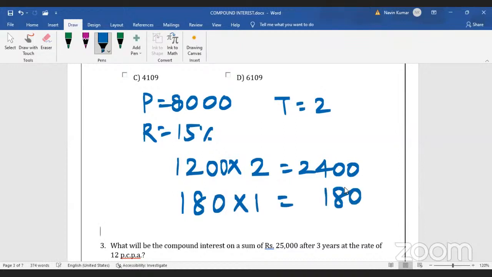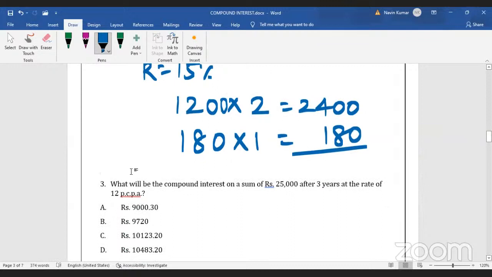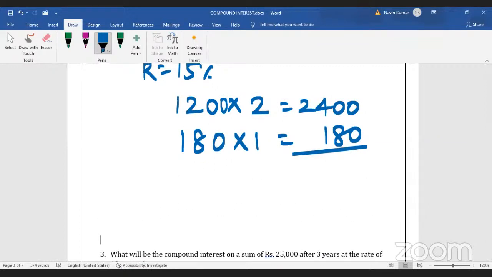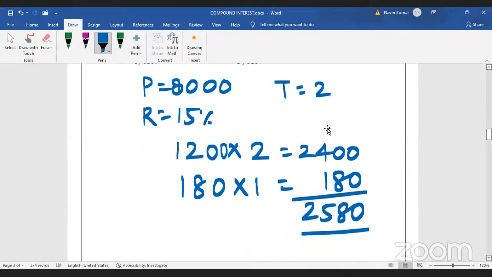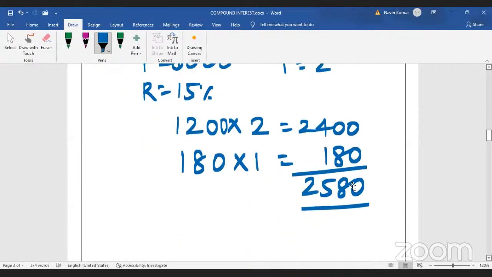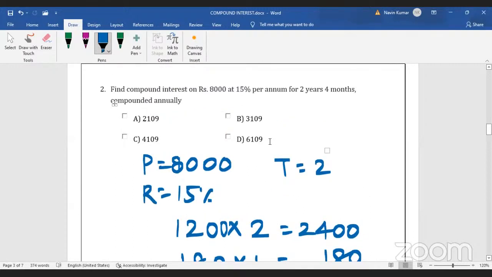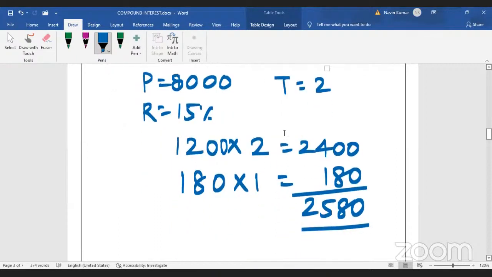So how much is this? 2580 is the compound interest for 2 years, right? We have to find for 2 years and 4 months. ऑप्शन से सॉल्व कर सकते हैं क्या? 2580 के आसपास जो ऑप्शन है वही आंसर होगा. ये देख के लग रहा है यही होगा. 3,109. जो बाद में 15% सेकंड टाइम निकालना है वो 1200 पे निकालना है.